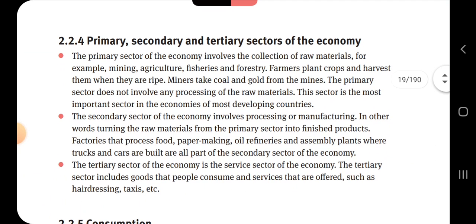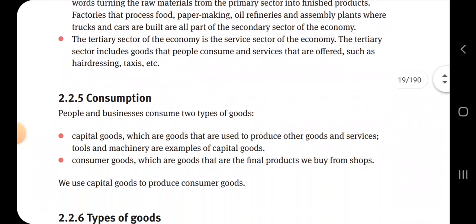Primary, secondary, and tertiary sectors of the economy. So the primary sector involves collecting raw materials, and then secondary is processing them into a finished product. Getting wood is primary. Going and cutting the trees is primary, and processing the tree into wood is the secondary sector. And then having wood to sell is tertiary.